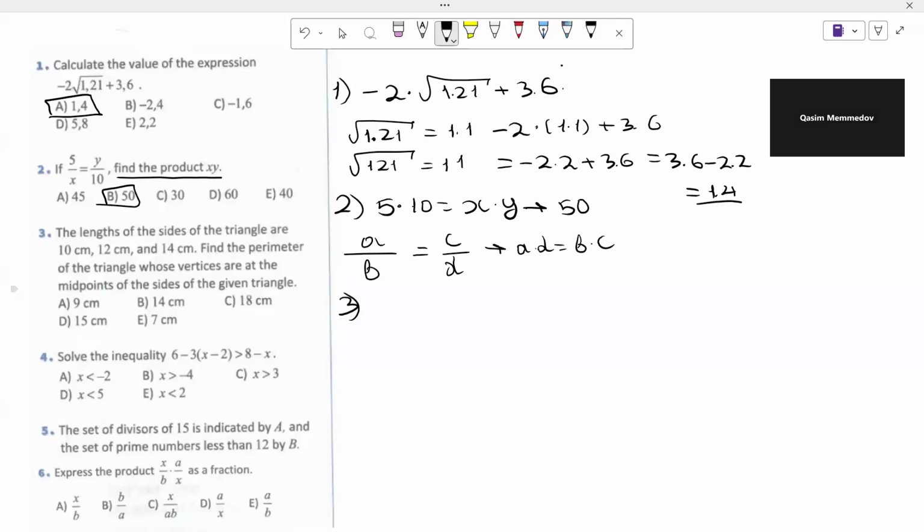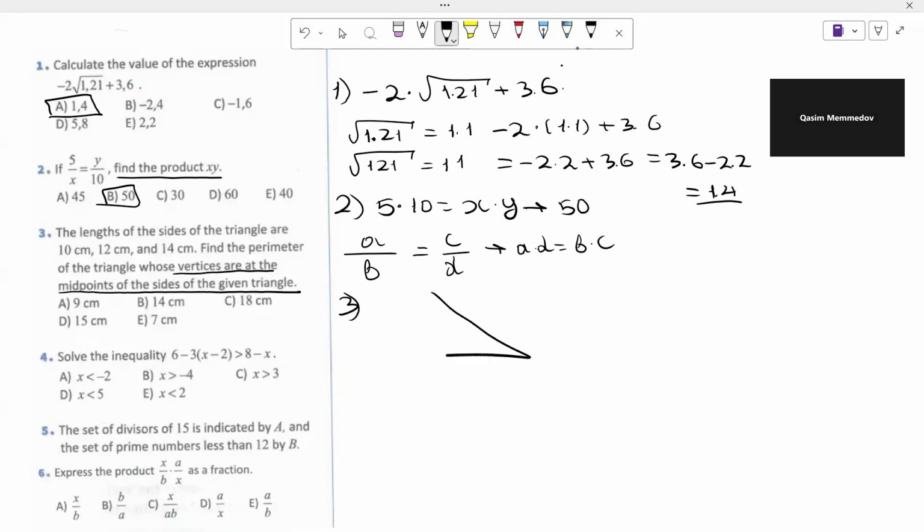Let's continue with the third task. The lengths of the sides of a triangle are 10 cm, 12 cm, and 14 cm. Find the perimeter of the triangle whose vertices are at the midpoints of the sides of the given triangle. It's very important, midpoints of sides.